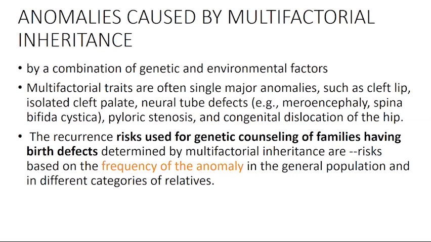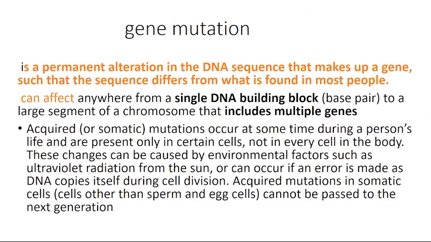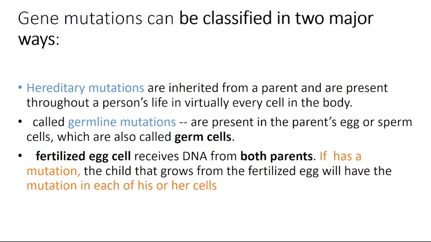Gene mutation can occur as a permanent alteration in the DNA sequence that makes up a gene, such that the sequence differs from what is found in most people. Gene mutation can be classified in two ways. Hereditary mutation is inherited from parents and present throughout a person's life, in virtually every cell in the body. It is called the germline mutation, present in the parent's eggs or sperms. This is a hereditary one.